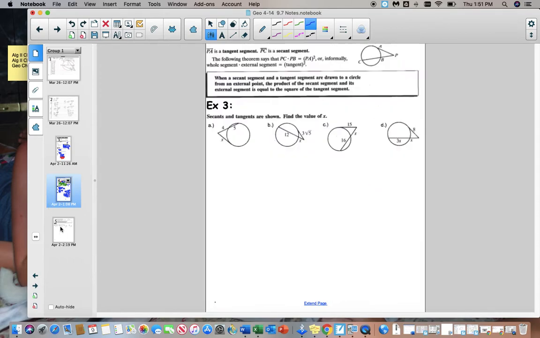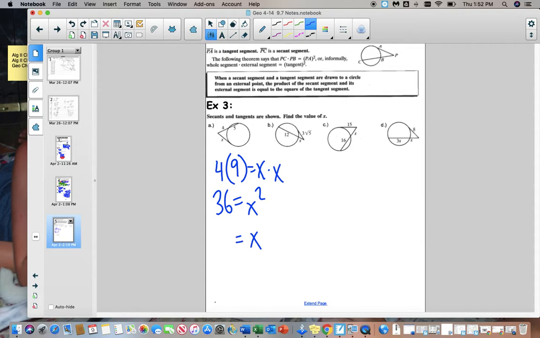This also holds true if you have tangents. So in tangents, it's not this times the whole, because the whole is also this. So in this case, it would be 4 times the length, which is 9, equals x times x. So 36 equals x squared, x equals plus or minus 6, but we're just going to put 6 because this is a distance.